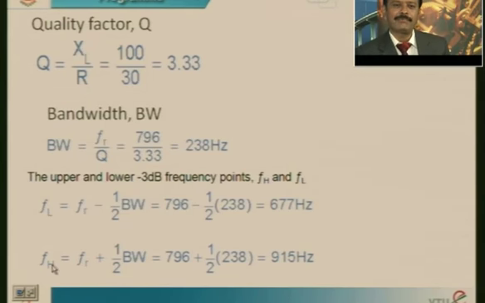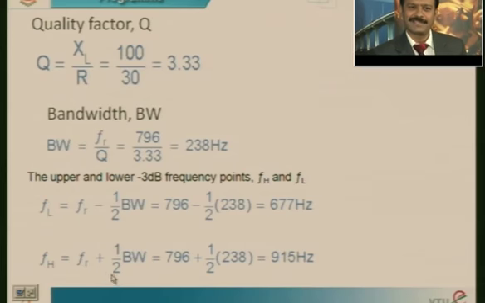And similarly, upper cutoff frequency FR is resonating frequency plus bandwidth by 2, only plus, because it is higher than the resonating frequency, and you will get 915 Hertz. You take the difference of these two, again you will get the same 238.